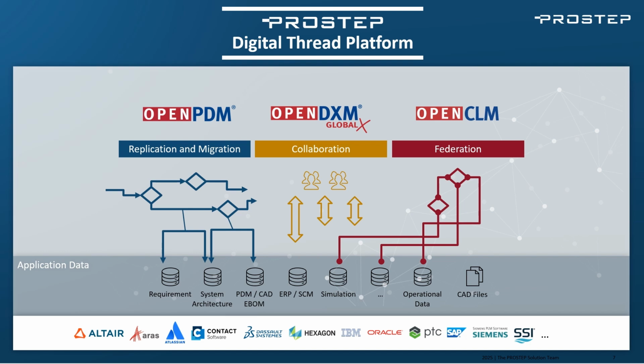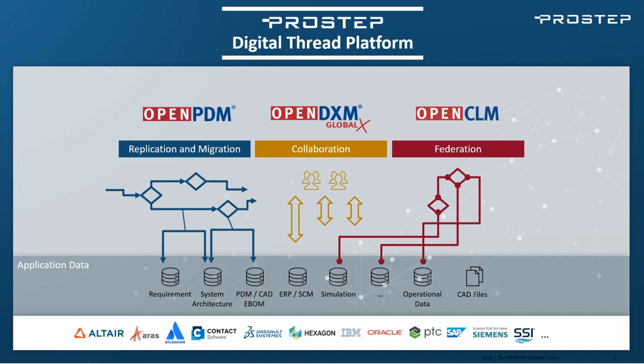With PROSTEP's digital thread platform, we're using the different strategies in order to make your data interoperable internally and also collaborate with your partners. And you see kind of at the bottom of this slide, there's an application data layer. On the left-hand side, we've got replication and migration with OpenPDM. And so OpenPDM can harness connectors to that application data, and then BPMN workflow or migration workflows in order to transact that data, to do that export, transform, and load, or synchronization of data between the different applications.